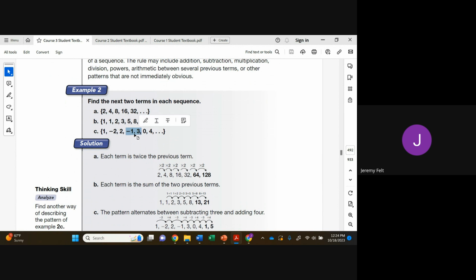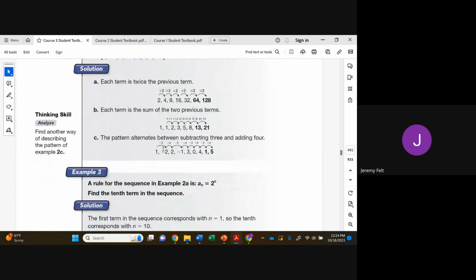So every 2 terms is going up by 1 because we minus 3, then add 4. Minus 3, add 4. Minus 3, add 4. So it's going to be that same kind of pattern all the way.